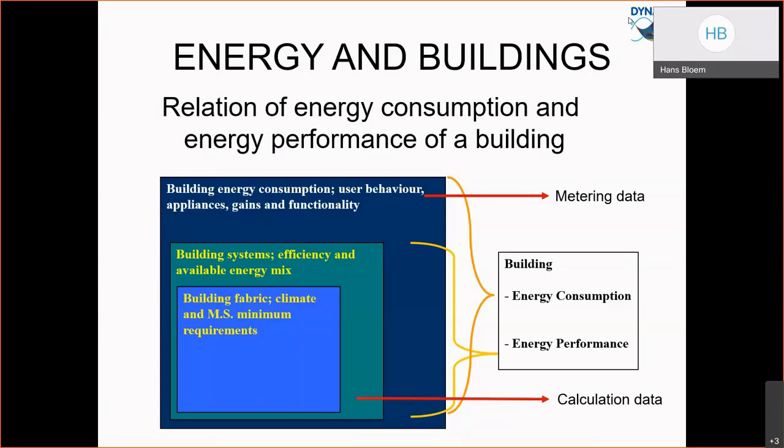If we then look at the big blue square, that is the energy consumption, because people are living in the building or working in the building. They have different appliances, they behave differently, they have gains, the energy gains, for example, how many people there are, how many electrical systems there are, and what is the functionality of the building. And often that kind of information about energy that is consumed by the building is coming through metering data.